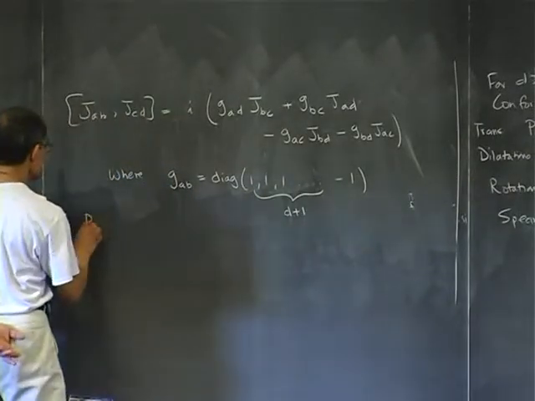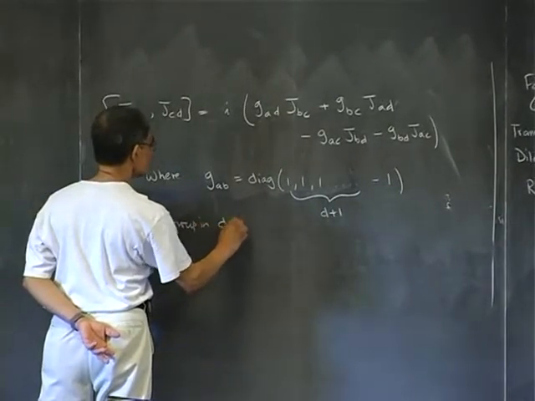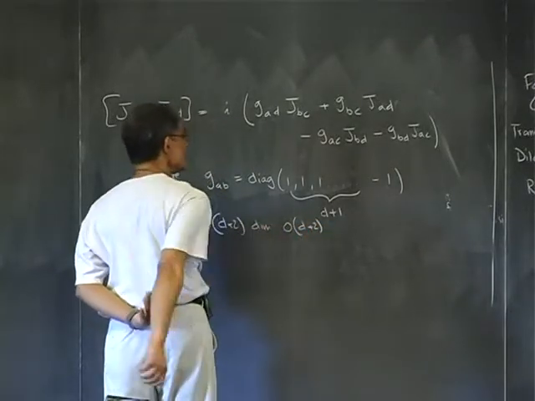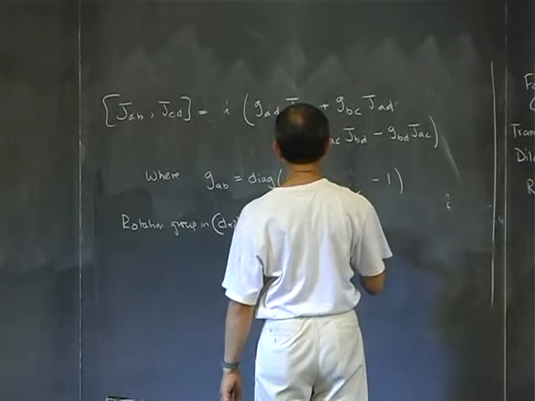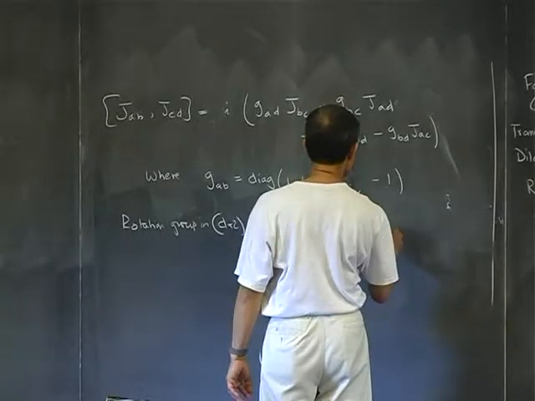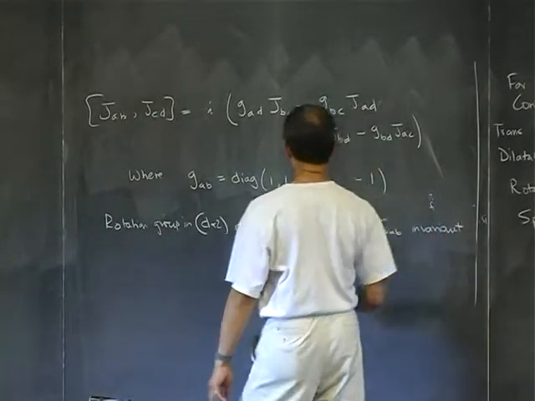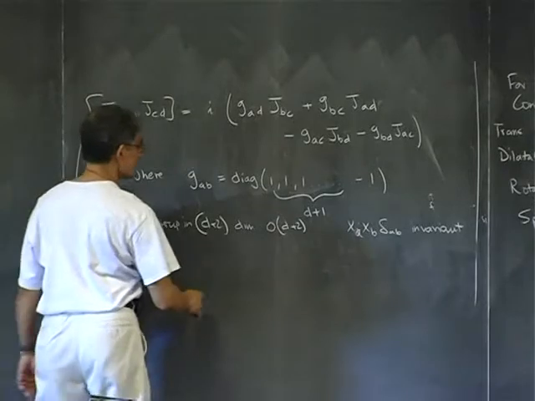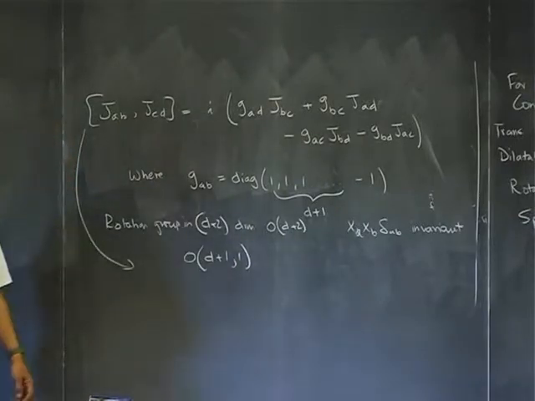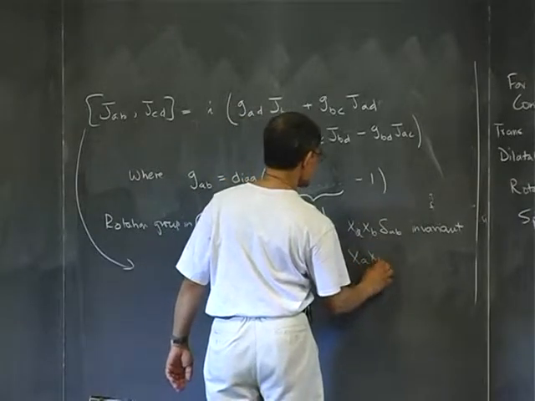So the rotation group in d plus 2 dimensions is O(d plus 2). It keeps the bilinear form x_a x_b delta ab invariant. This transformation group is called O(d plus 1, 1). That comma 1 reminds you that there is a minus sign, which keeps x_a x_b g_ab invariant.